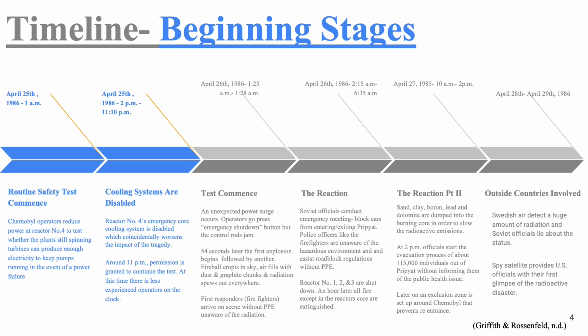Soviet officials conduct an emergency meeting in order to further alleviate issues, and reactors 1 through 3 are shut down. In an attempt to slow down the radioactive emission, sand, clay, boron, and lead are dumped into the burning core. Officials start the evacuation process at about 2 p.m. on April 27th without informing their citizens of the hazardous public health issue, which also increases exposure. Between April 28th and 29th, outside countries start to detect a huge amount of radiation and confront officials, who in return lie about the status, saying that everything is under control.